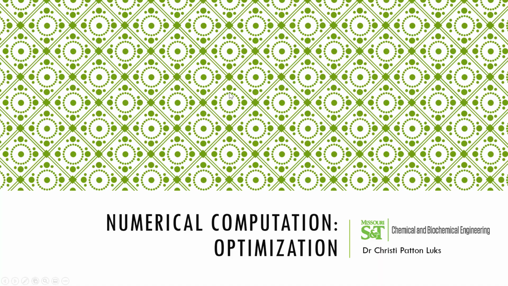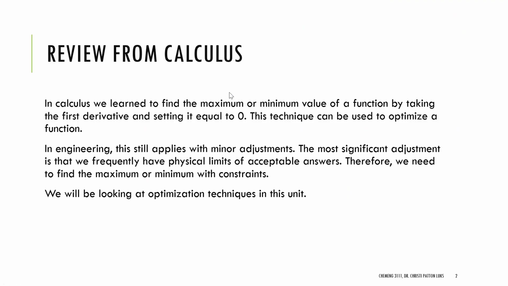So basically, you know from calculus how to find the maximum or minimum value of a function by taking the first derivative, right? As long as you can take that derivative, you set it equal to 0 and solve for the values of your variable that make that true, and you can use the second derivative to determine the curvature and determine whether that's a maximum or a minimum. And that's a great technique for optimizing a function, okay?